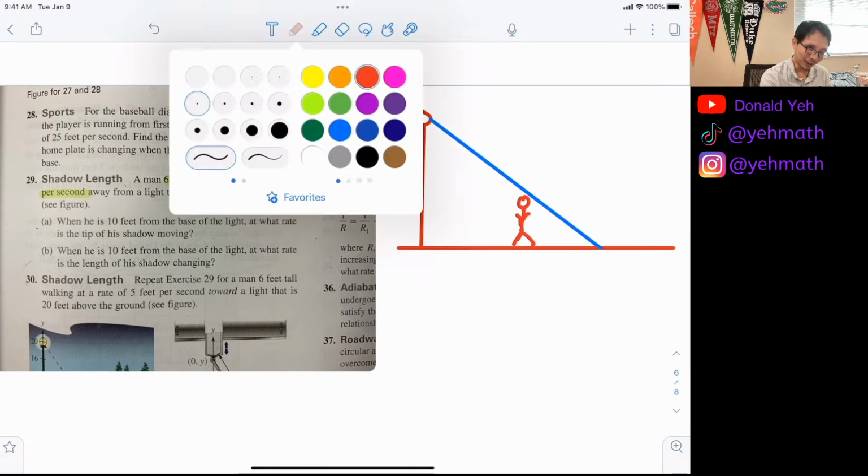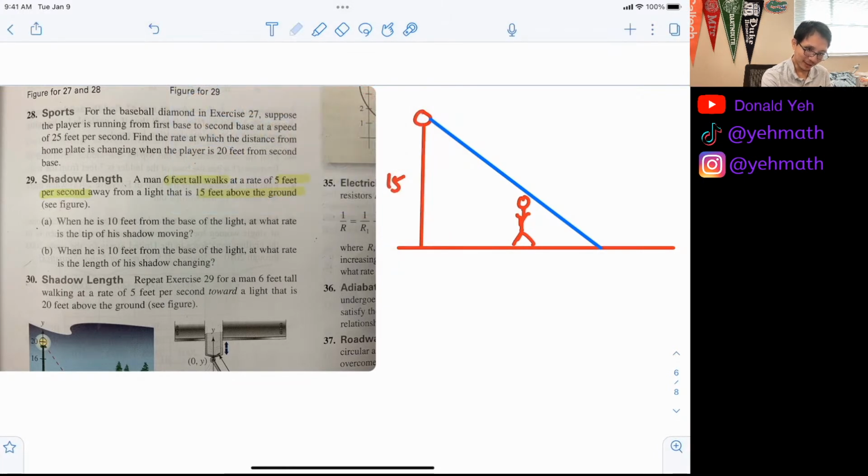So we're going to label how tall he is. This is a 6. This is kind of important information. He's 10 feet away. What else information? He's walking at a rate of 5 feet per second.